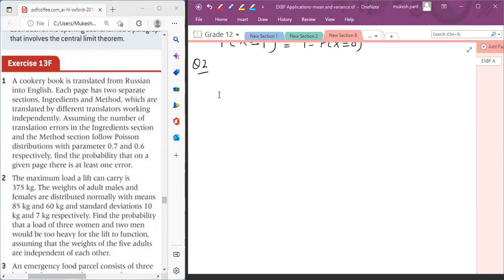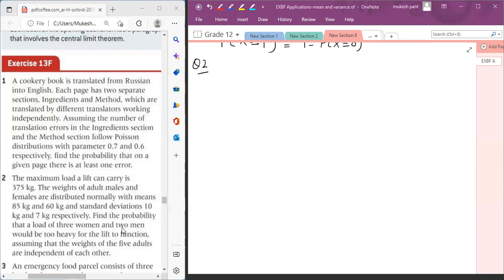Okay. So now what is the problem? The lift cannot carry more than 375 kg. The capacity of the lift is 375. So we have some adult males and females, and their mean weight and standard deviation are given in this question. Now we have three women and two men. So we have to find the probability that their weight will be too heavy for the lift, right?